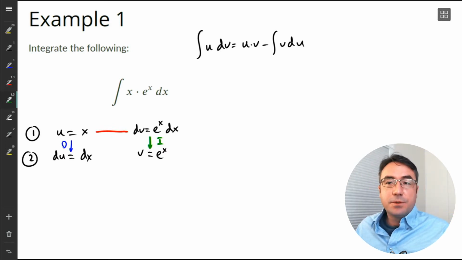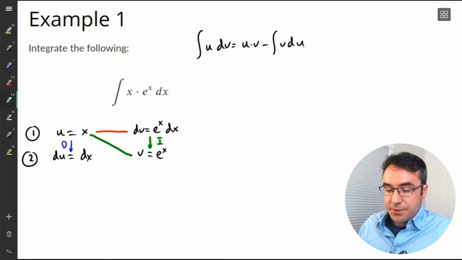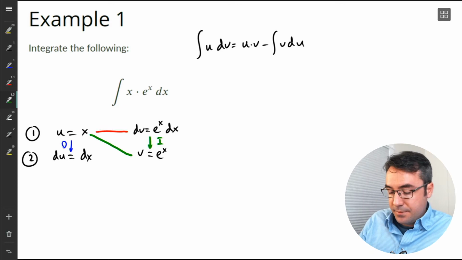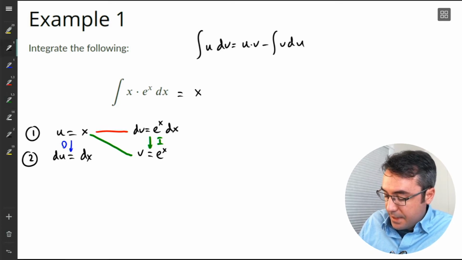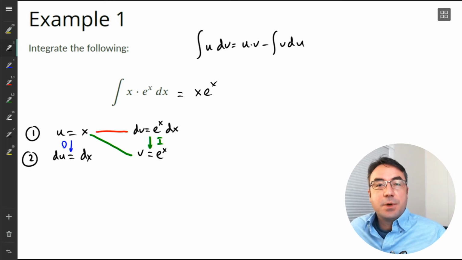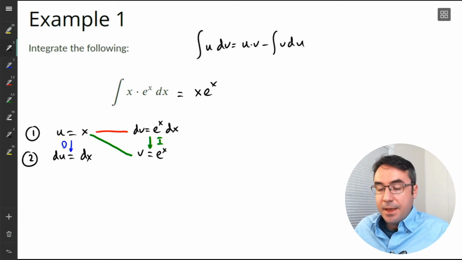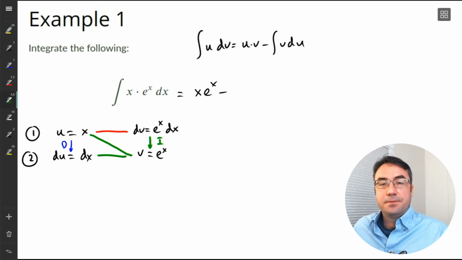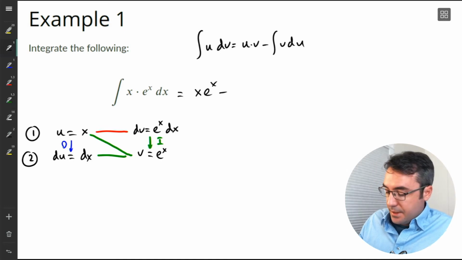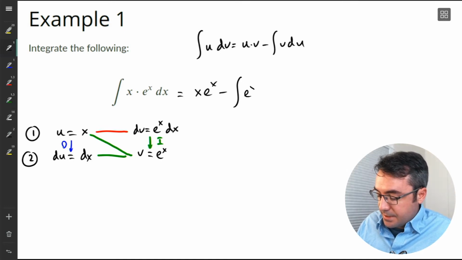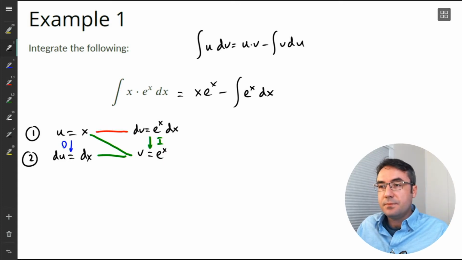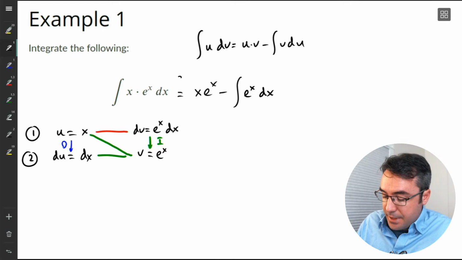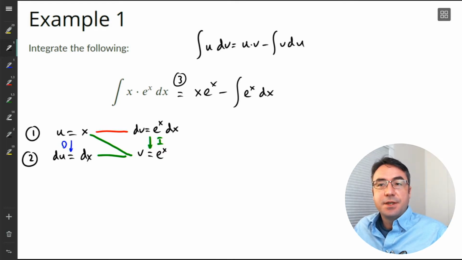So what that integral is equal to is u times v. So we multiply those terms along the diagonal. Let's write that out: x e to the x. We're just multiplying u and v together. And then it's minus the integral of v times du, and that's the integral of e to the x times dx. So that's step 3, to just plug all those pieces that we calculated in steps 1 and 2 into the integration by parts formula.